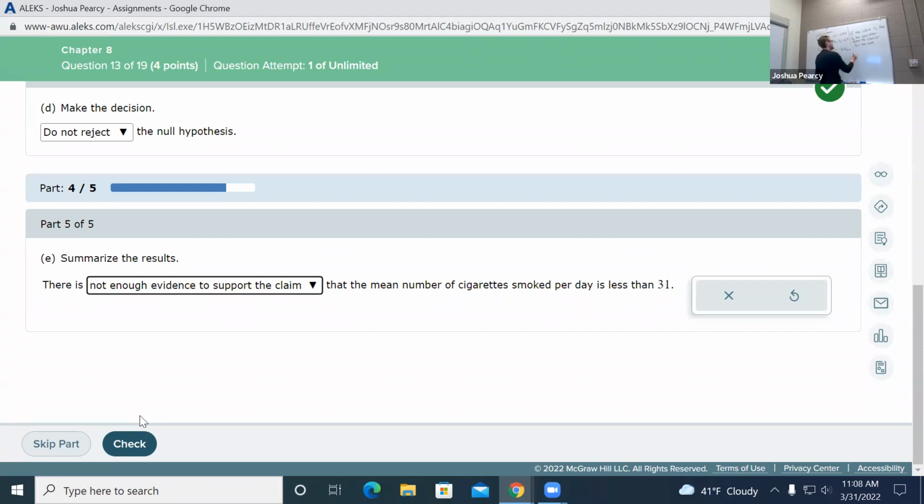Then, if the claim is the alternative, so if the claim is H1, then you either support the claim or fail to support the claim. Because we're gathering evidence to support the alternative.